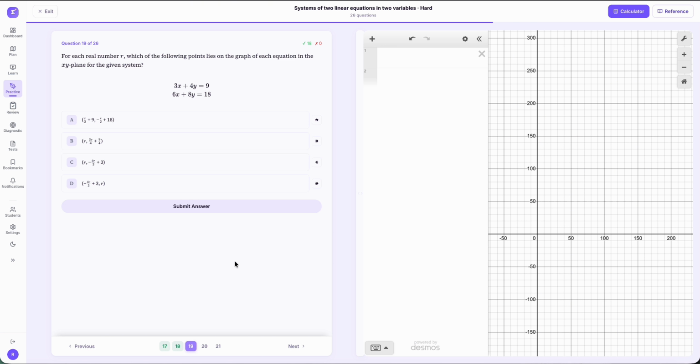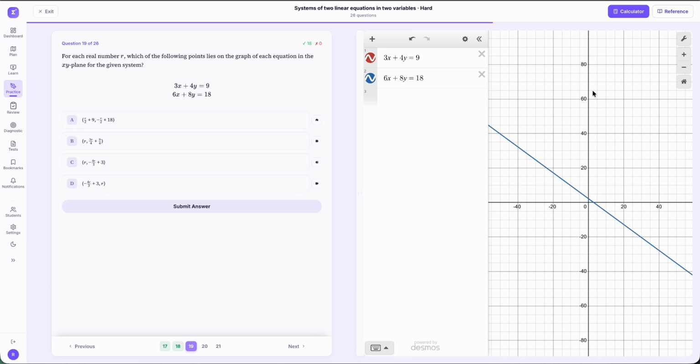All right, next one. For each real number r, which of the following points lies on the graph in the xy plane? So this one is hilarious to me because I've seen it before a few times. If you haven't seen it, probably you're not going to solve it the first time. Most people are just going to get stuck. It's a lot easier than it seems. You see, if you put these two in, what you see is they're the same exact line, right? Same exact line.